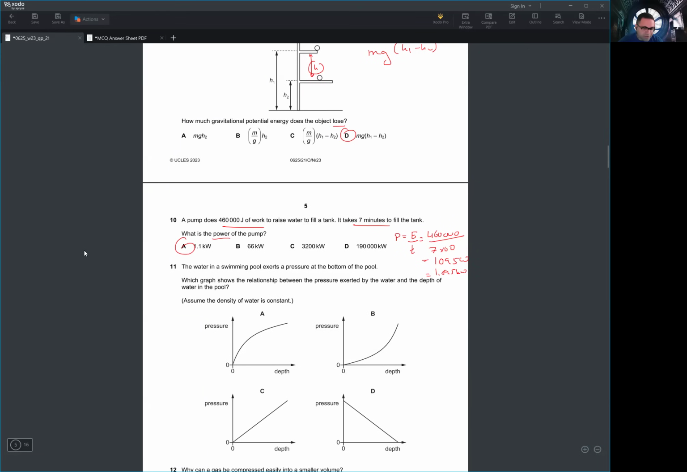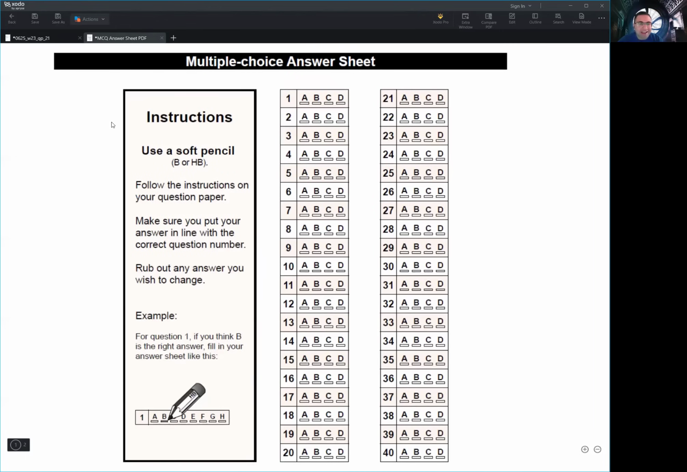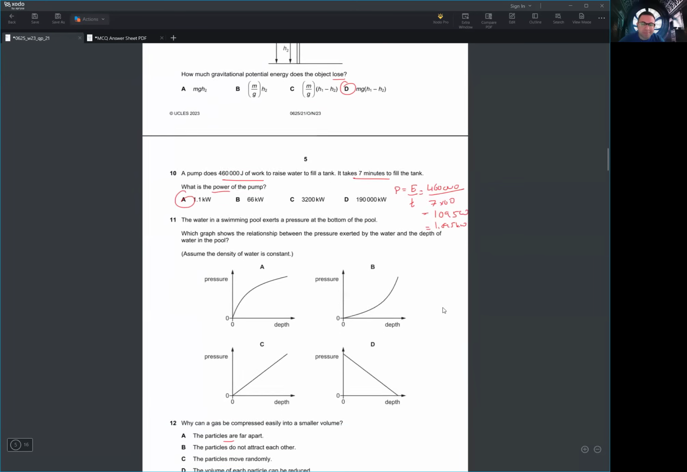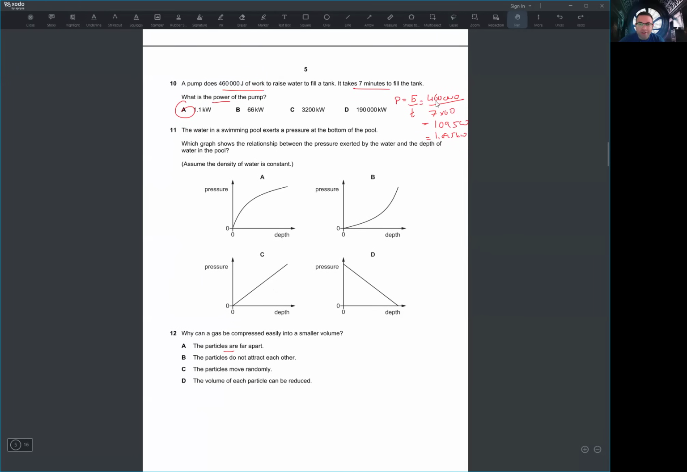Don't just wait for the last 5 minutes. Every five or every 10 questions, stop and check. Did you copy those answers in their correct numbers? It's not just, oh yeah, B, C, C, B, D, D, D. No. Question 10, did I copy 10 as A? Yes. And this is what you need to revise in paper two. Not did I answer the questions correctly.